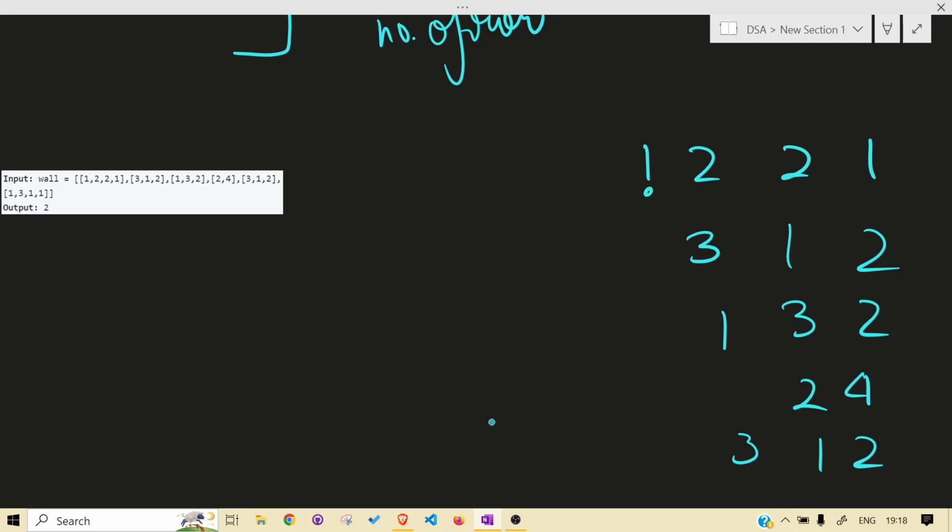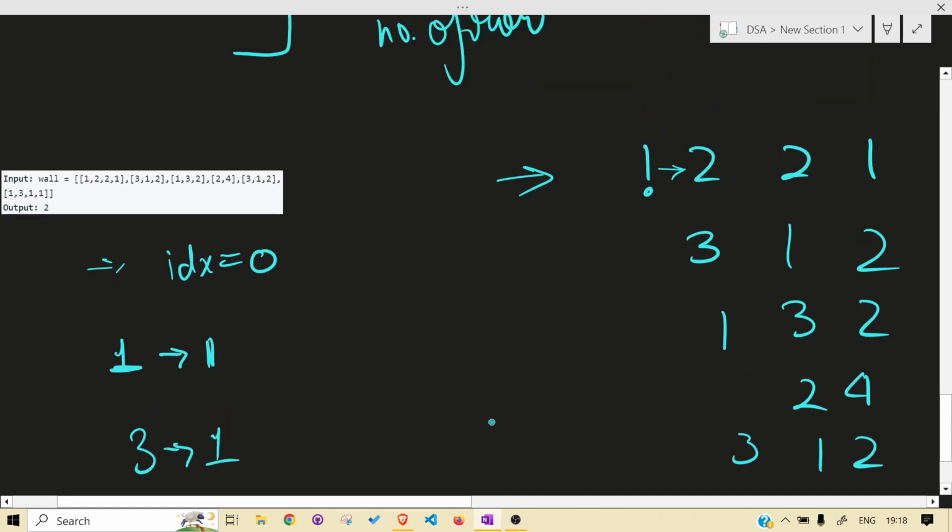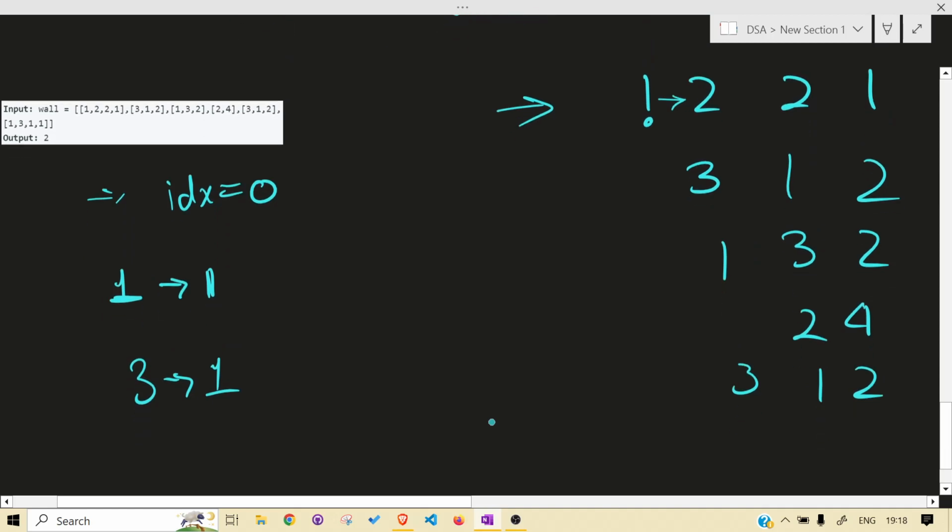So let's see how we are going to calculate it. We take idx 0 for every row. Okay, let's begin. At index 1 we have 1. Now 1 plus 2, it's 3. At index 3 we have 1, and 3 plus 2 is 5.